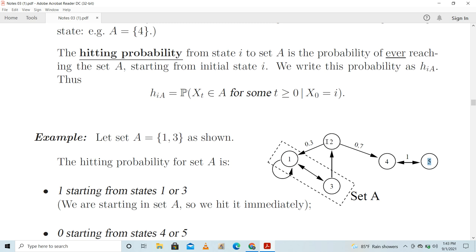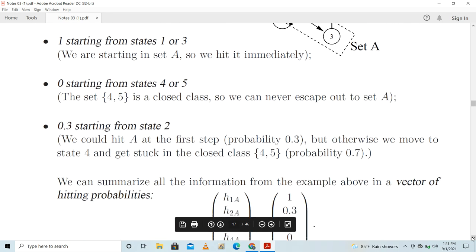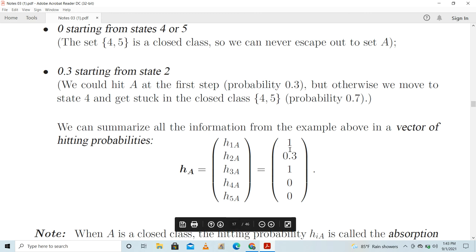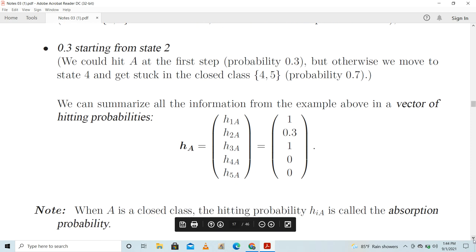And when it comes to state 2, from 2 we can reach state 1 easily with the probability 0.3. So we can write H2A is equal to 0.3. By looking at the transition diagram, we can easily find out H1A equals 1, H2A equals 0.3, H3A equals 1, and H4A and H5A are equal to 0. When you write these hitting probabilities as a vector, we call this the vector of hitting probabilities. So by observing your transition diagram, you can easily write down these probabilities.